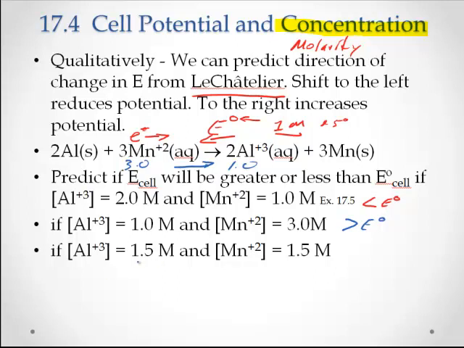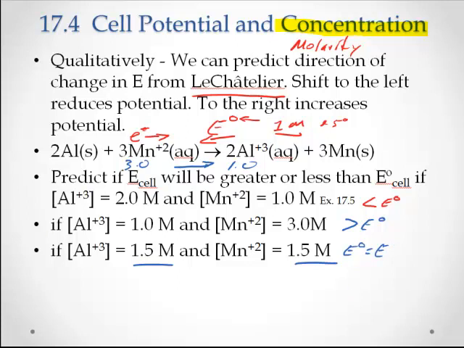And then what will we have happen here? Concentrations were the same. Well, under those situations, we're not going to get any benefit either way, right? Because it's not going to cause a shift forward or in reverse because the concentrations are the same. So the voltage at standard would equal the voltage that we have right there. All right? Hopefully that makes sense.